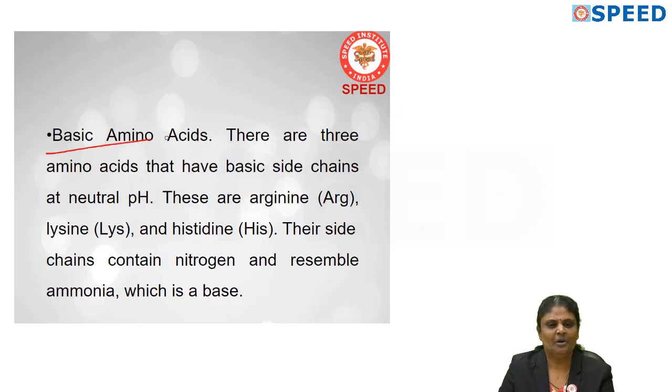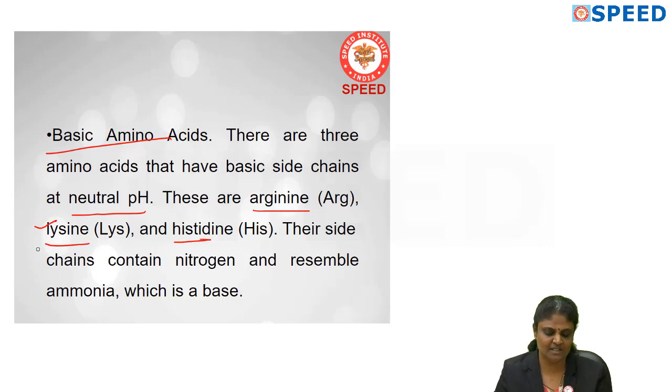So basic amino acids, there are 3 amino acids that have basic side chains at neutral pH. So this is more important. They are arginine, I already said, that is lysine and histidine. So in your question paper, this lysine is given, okay.